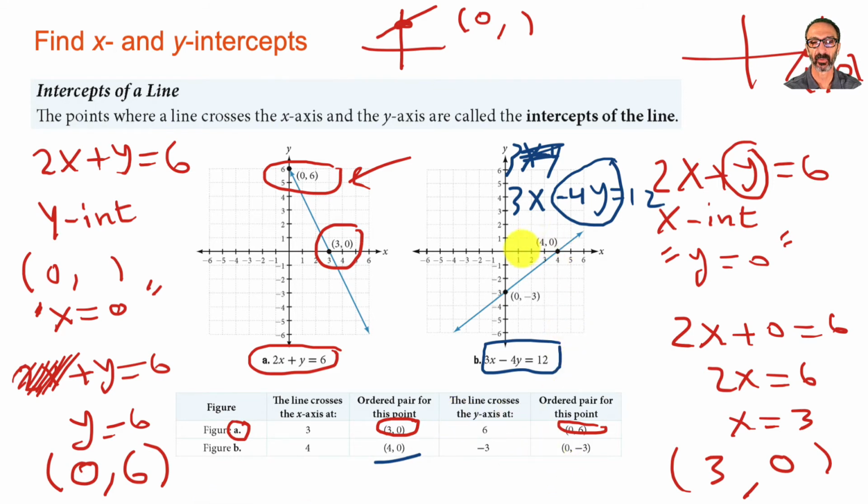Alright? The other way, you cancel the x to find the y-intercept. Minus 4y will equal 12. Divide, or think, negative 4 times what will give me 12? That's negative 3, which is down here. See, I kind of went over it, but without much writing.